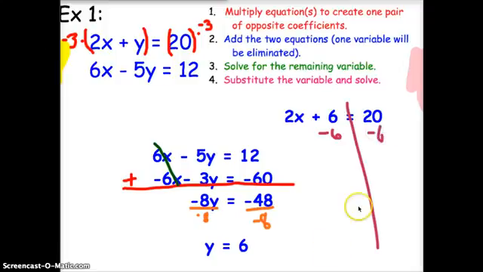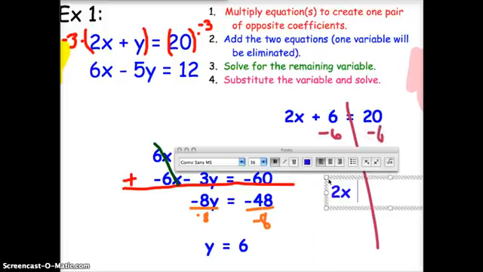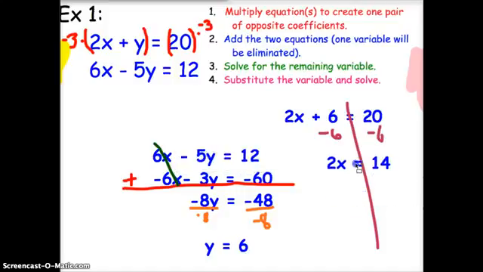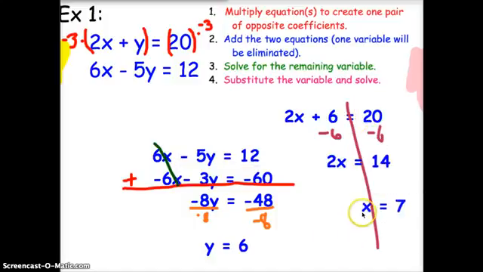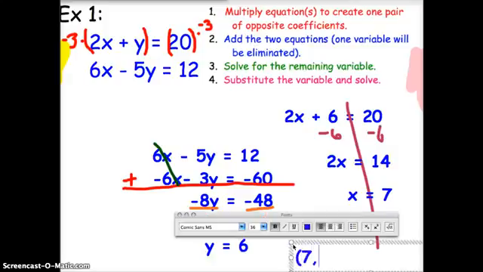We have 2x equals 14. Divide both sides by 2, and x equals 7. Since x is first in our ordered pair, we have the ordered pair (7, 6).